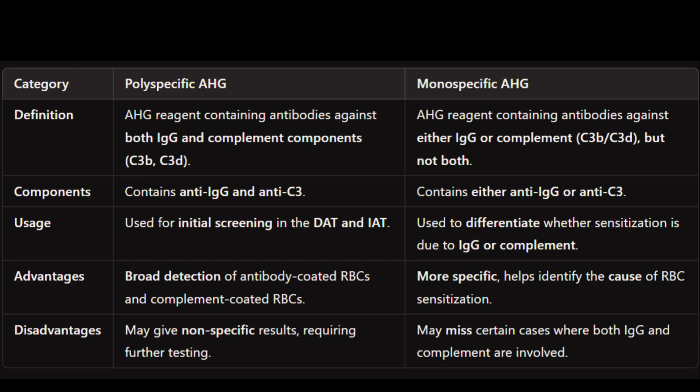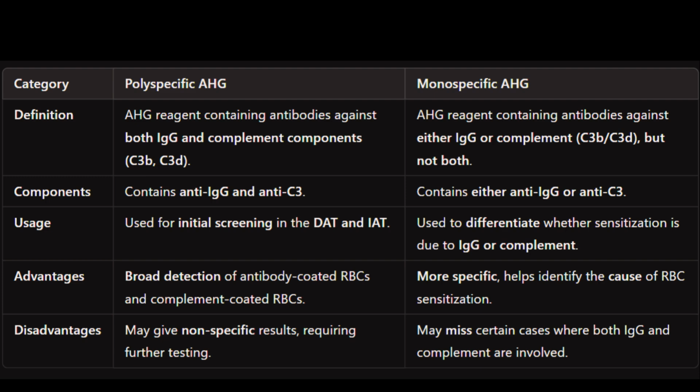What's the usage? For the initial screening in DAT and IAT, that's for your polyspecific AHG. But if you wanted to differentiate whether sensitization is due to IgG or complement, that's your monospecific AHG. For the advantages, we have broader detection of antibody-coated RBCs and complement-coated RBCs. If you wanted something in general to detect a lot of antibodies coating those RBCs, then we can utilize the polyspecific AHG. But the monospecific AHG is more specific and helps identify the cause of RBC sensitization. The disadvantages: it may give non-specific results, and it needs further testing.